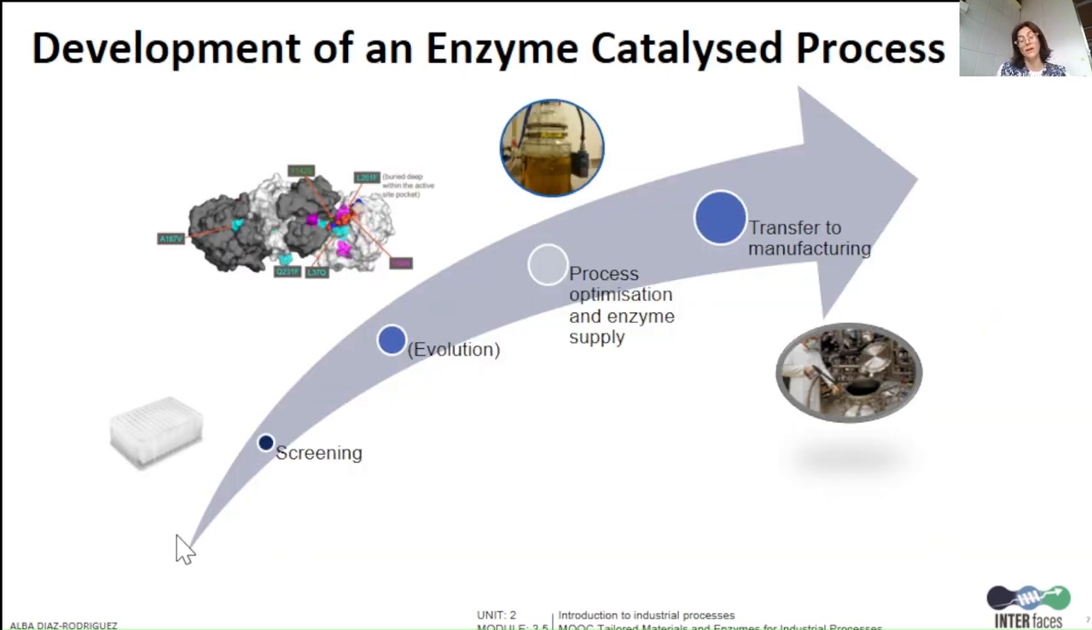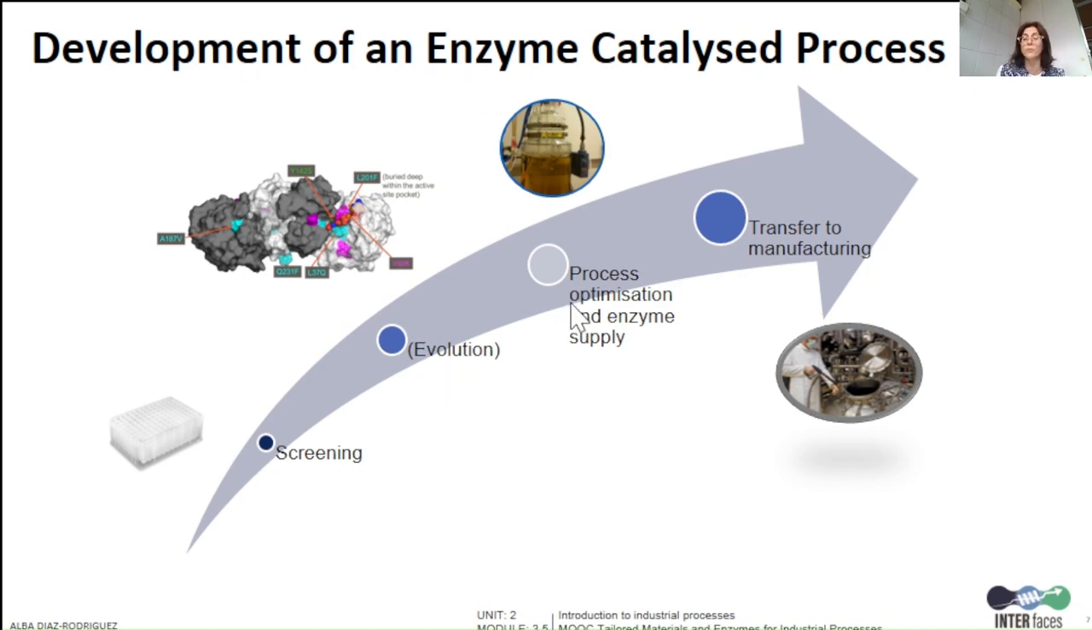Now, if we want to develop an enzymatic process, we follow this workflow, which is very similar to what I showed you before. First, we start with a screening. We typically use a 96-well plate where we have different variants of the enzyme, and we screen this panel against the reaction of interest. Once we identify the best enzymes or the best variants, normally we need to start an evolution project, to basically maximize the efficiency of that process.